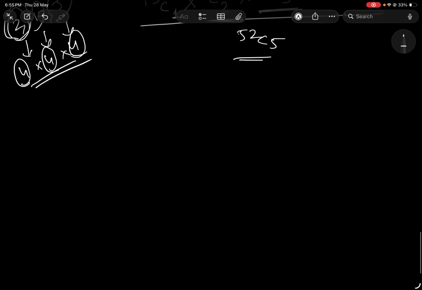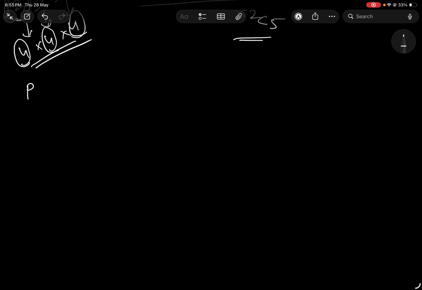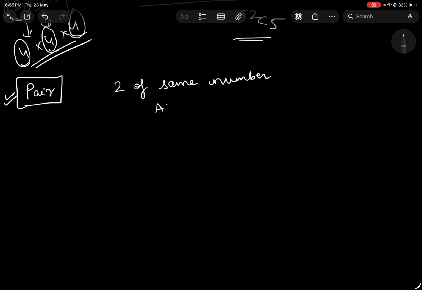So what does pair mean here? Pair means two of the same number. So either I have 2 aces, or I have 2 twos, or I have 2 jacks. And this can be any two of the 4 types. Okay. Any two.